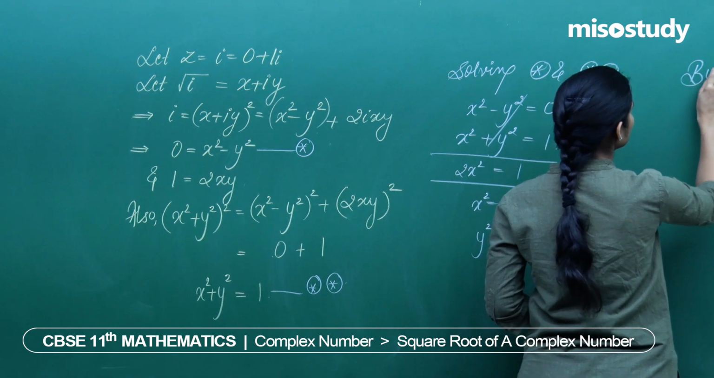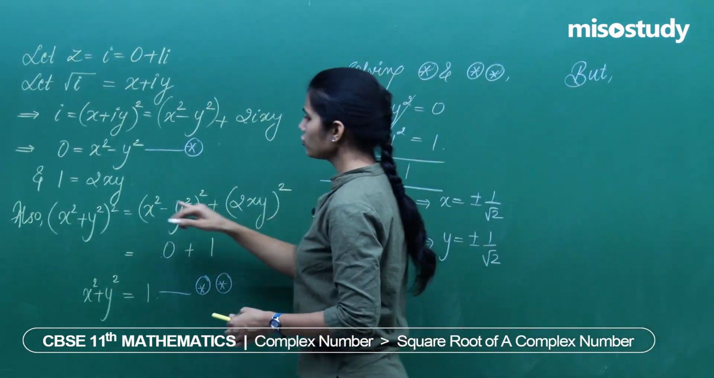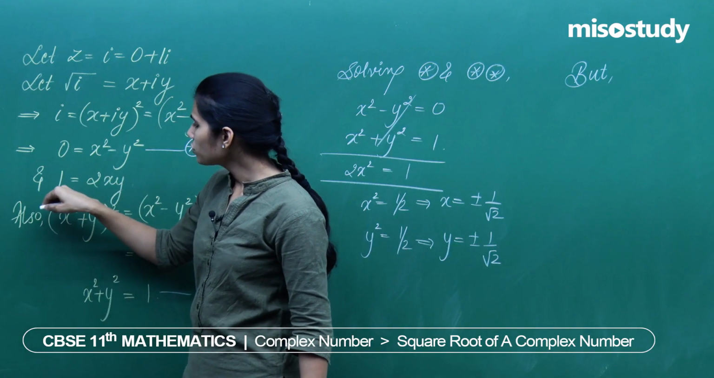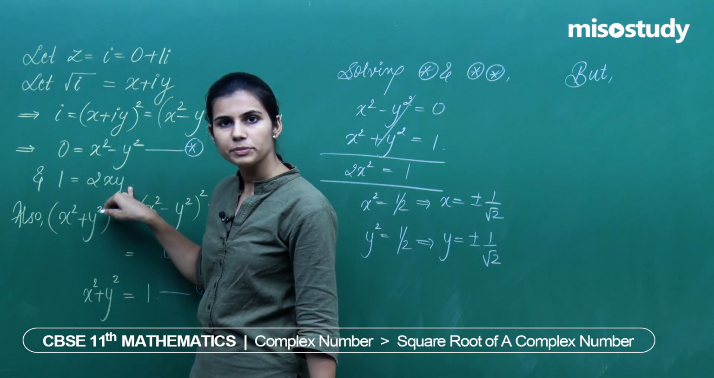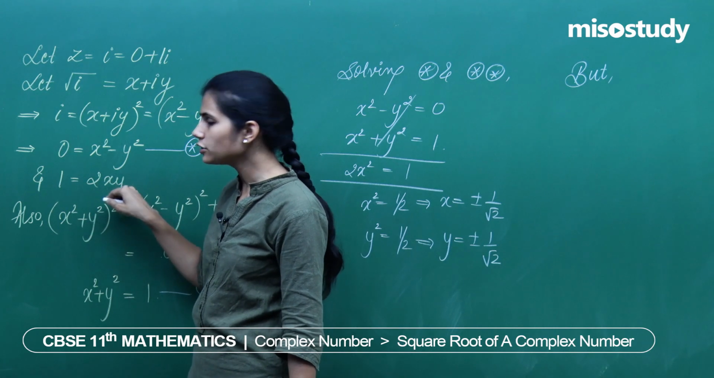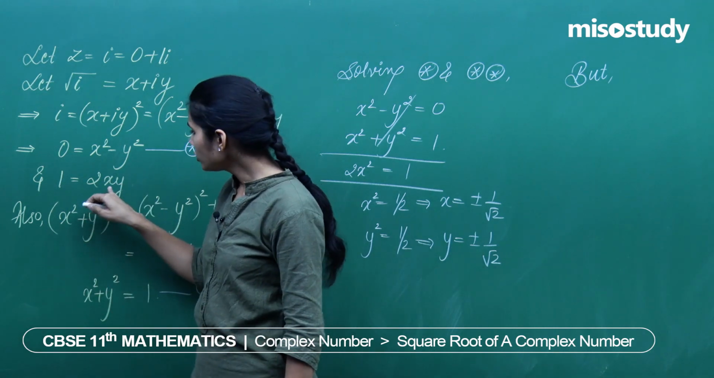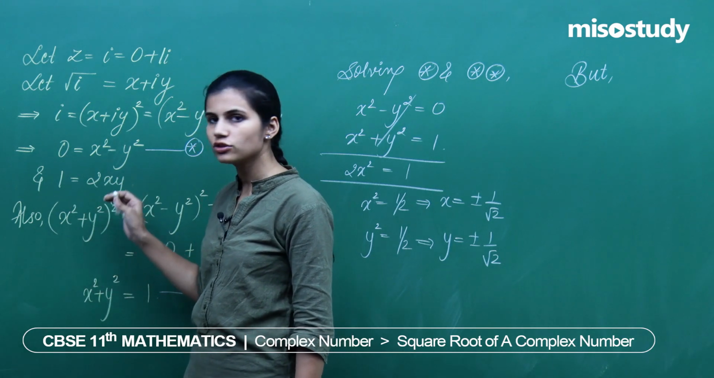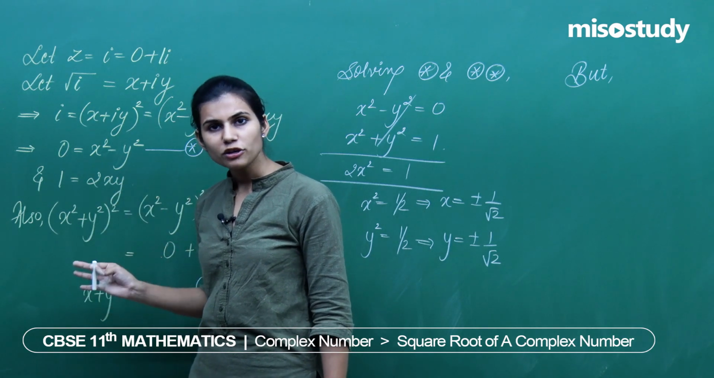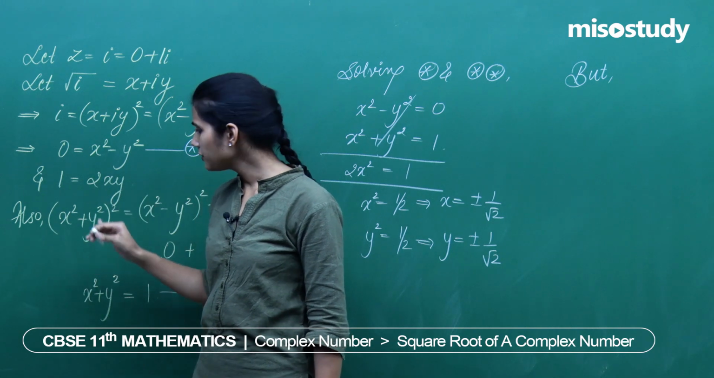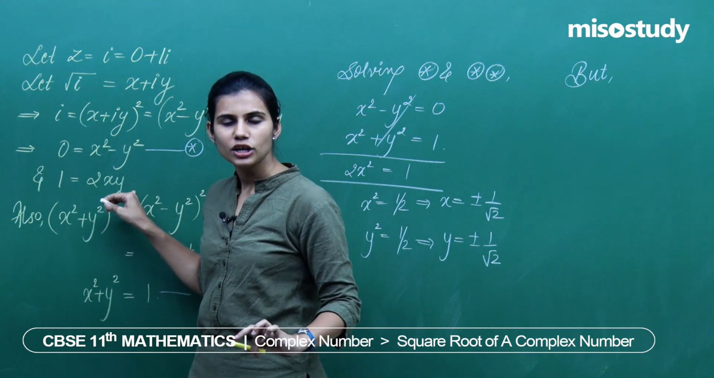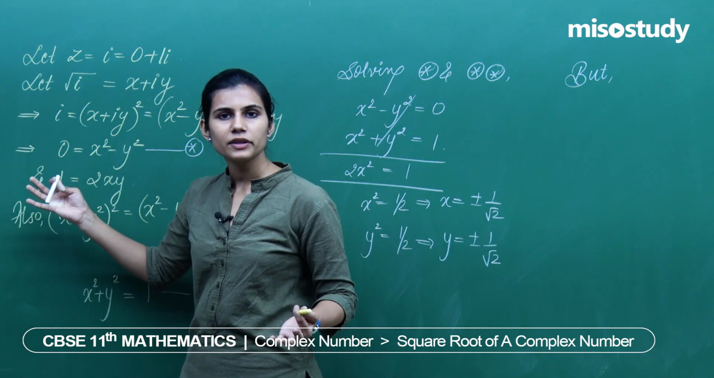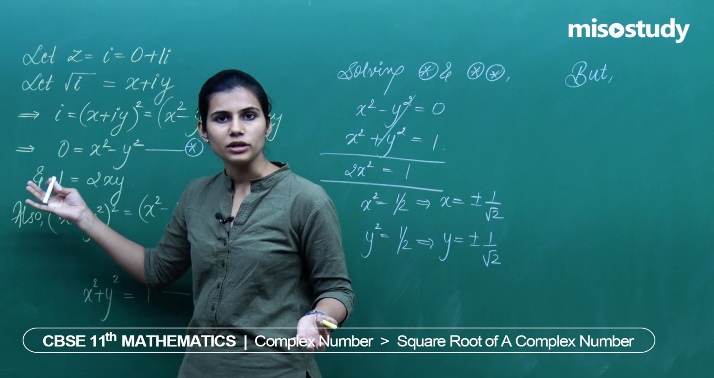But we have that 2xy is equal to 1. For 2 into x into y to give you 1, either both x and y should be positive, so that 2 into x into y is positive, or both x and y should be negative, so that x into y is again positive, so 2 into x into y is positive. If one of the x and y is positive, other is negative, that means x into y will be negative. 2 into x into y will be negative, but 1 is positive. So how can a positive and a negative quantity be equal?